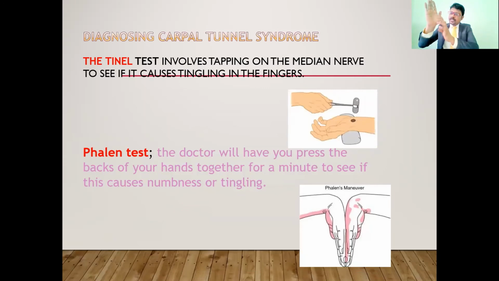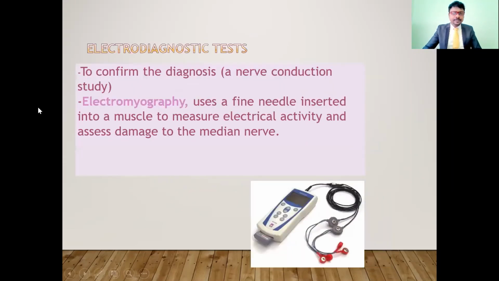Here, in the distribution of the radial nerve and the median nerve, they are going to get tingling and numbness. So this is the special test. With this special test, we can easily identify whether the person has De Quervain's disease, tenosynovitis, or carpal tunnel syndrome. So that is the differential diagnosis. We can do it with the special test.